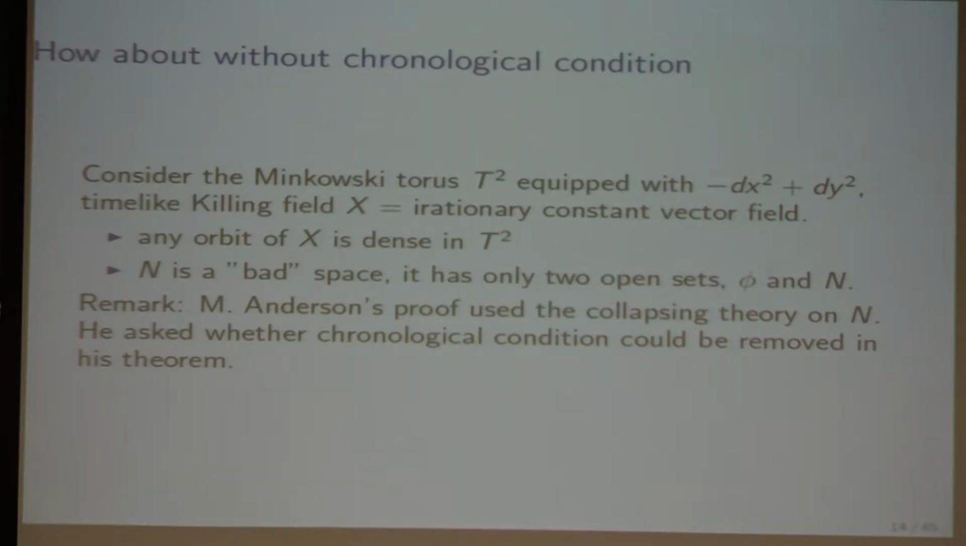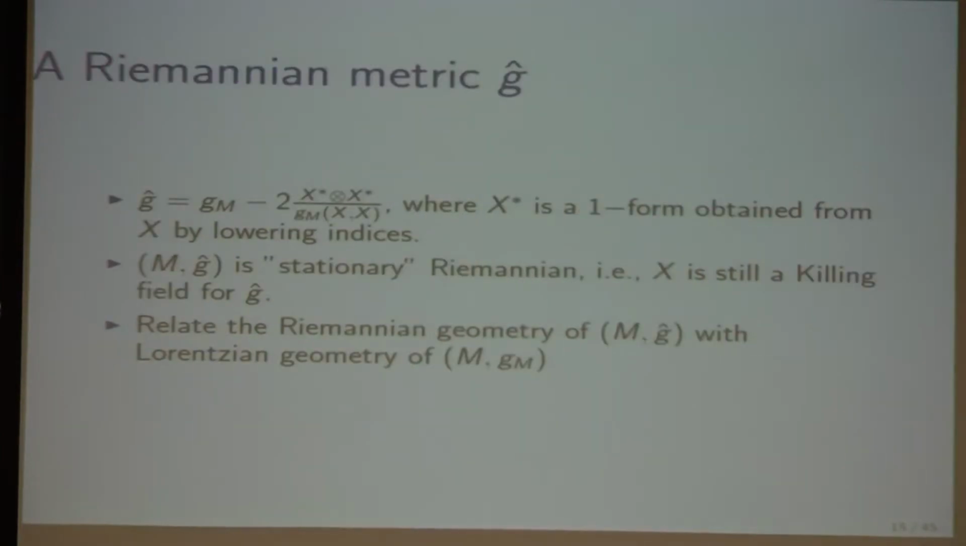He asked in his paper whether the chronological condition could be removed in his theorem. Of course, I removed this condition in the previous theorem. To formulate the local estimates in the next theorem, I have to introduce a Riemannian metric G hat. This metric G hat is defined on the space-time, but it is Riemannian, not Lorentzian.